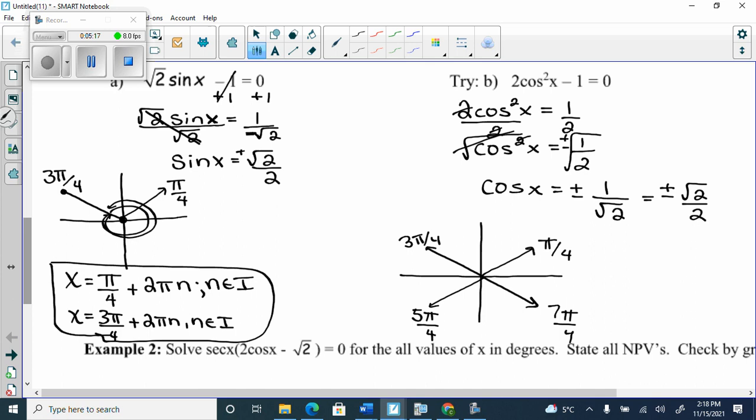Now, if this was a written response question, no joke, you could go x equals pi over 4 plus 2 pi n, x equals 3 pi over 4 plus 2 pi n, x equals 5 pi over 4 plus 2 pi n, x equals 7 pi over 4 plus 2 pi n, and you won't lose any marks. You've just given 4 solutions. You could do that, every single one separately. You will not lose marks.